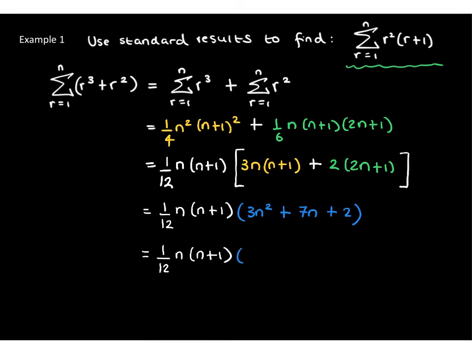And always check, because I have a suspicion this quadratic in blue will also factorise further, and will factorise down to give us 3n, n here, and I think we're going to have a 2 and a plus 1 there. So 3n plus 1, brackets n plus 2, and there's our final answer.